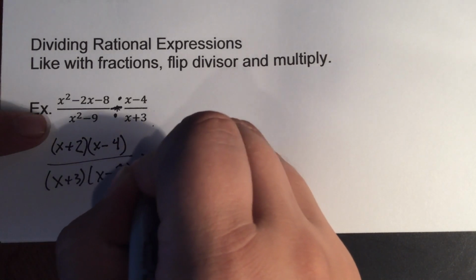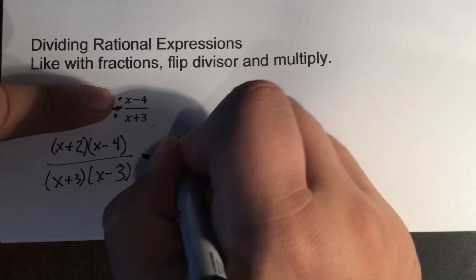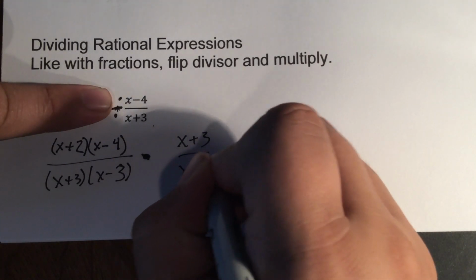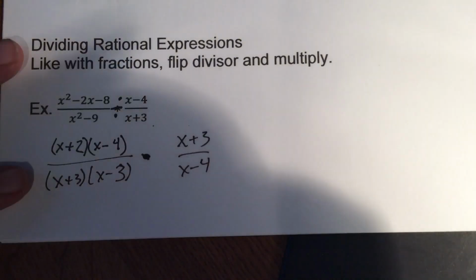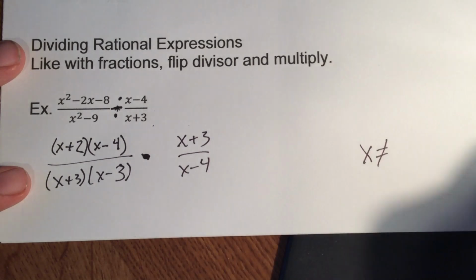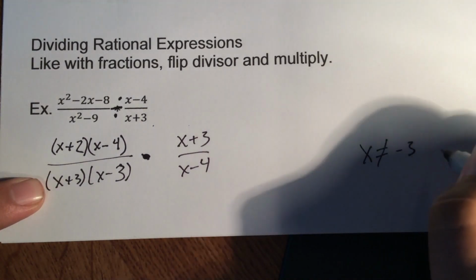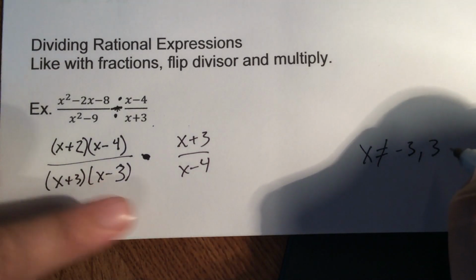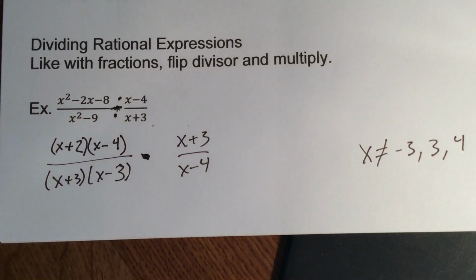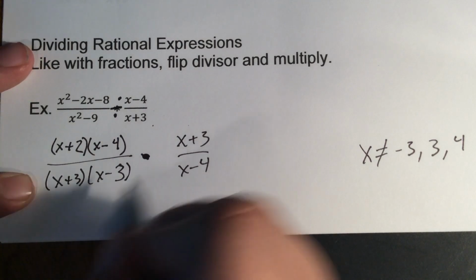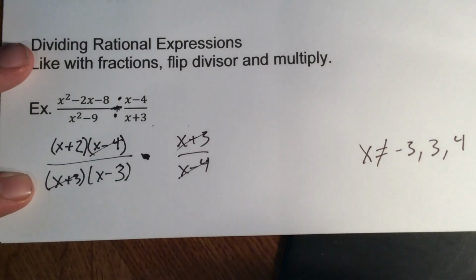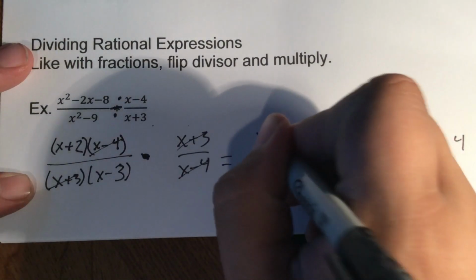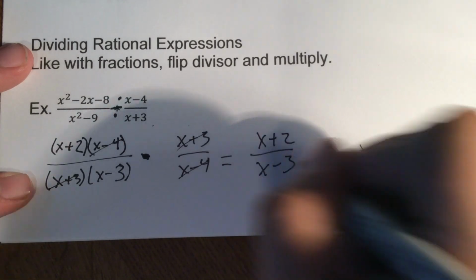Now, I'm going to change this to times, and I'm going to flip this over to x plus 3 over x minus 4 because those are both factored out as far as they can go already. So it's at this point that I'm going to go, okay, what can x not be? Well, x cannot be negative 3, x cannot be 3, and x cannot be 4 because that'll cause issues. So then I can go through and go, okay, I have a plus 3 and a plus 3. I have a minus 4 and a minus 4. So the only thing left would be x plus 2 over x minus 3.